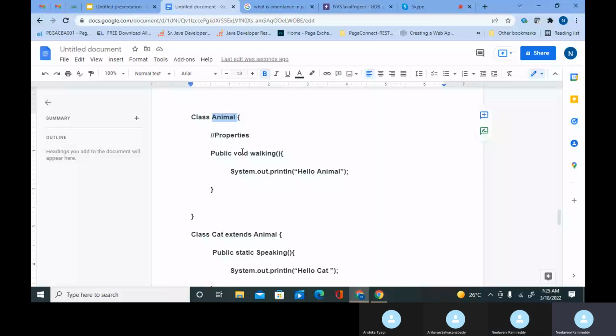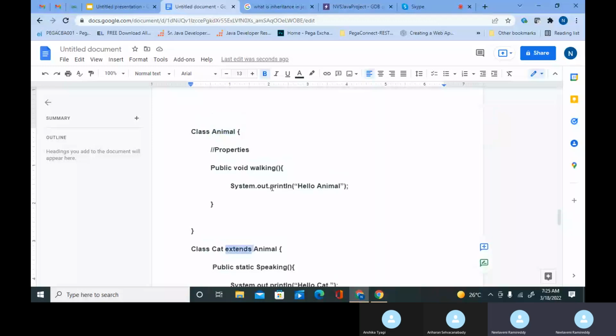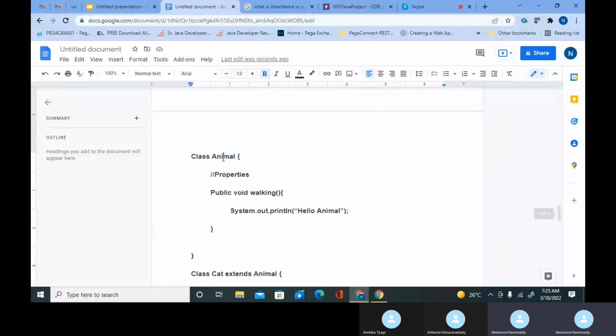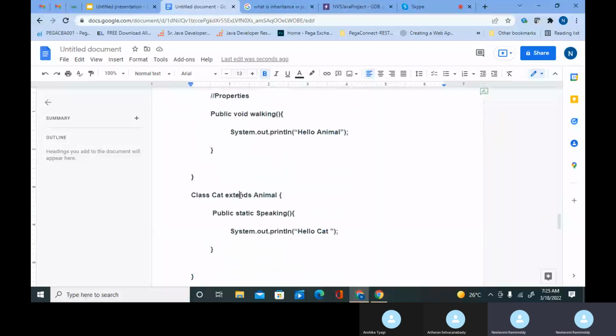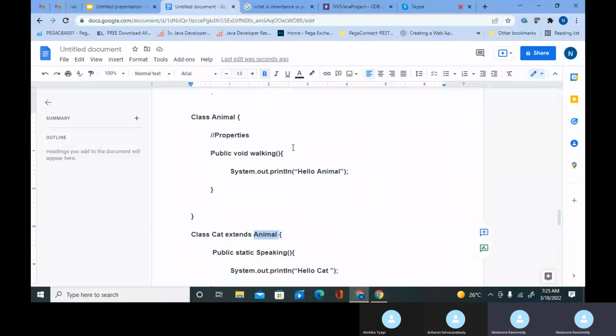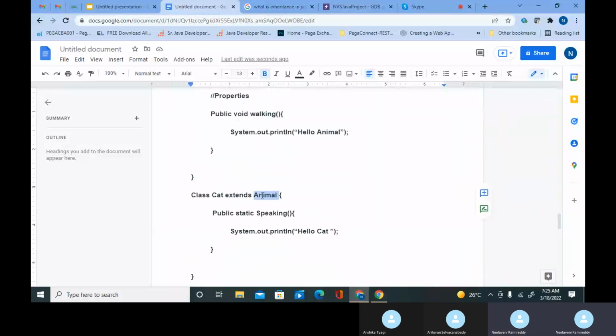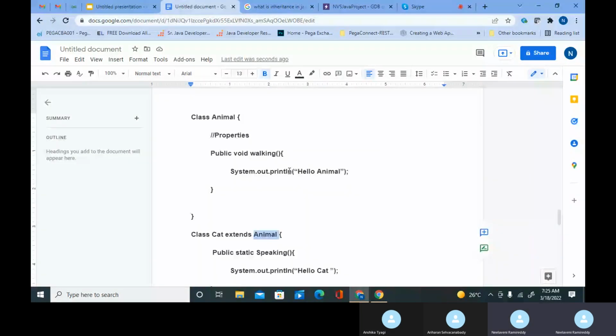So this kind of extending we call single inheritance, because only one time we did extend. Only one level we are extending the Animal, right? This kind of way we call single inheritance.